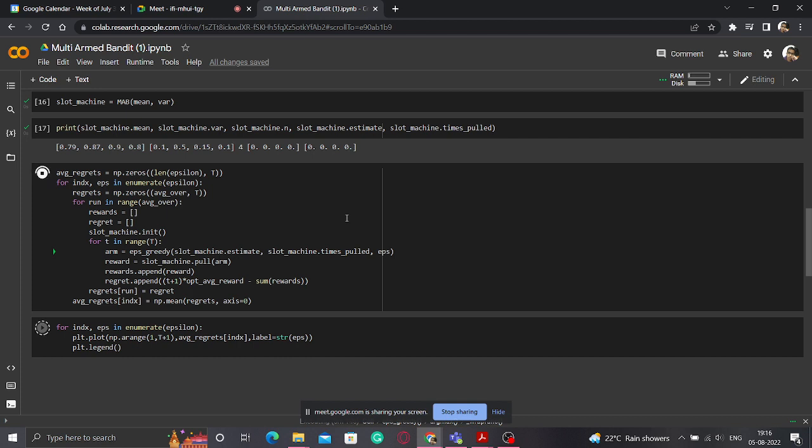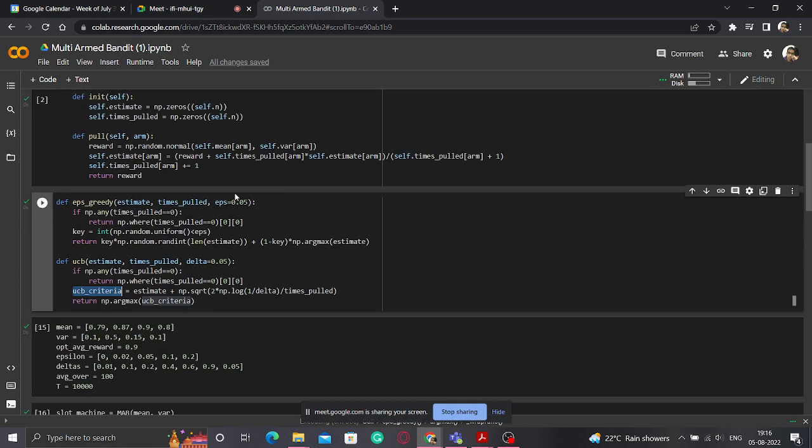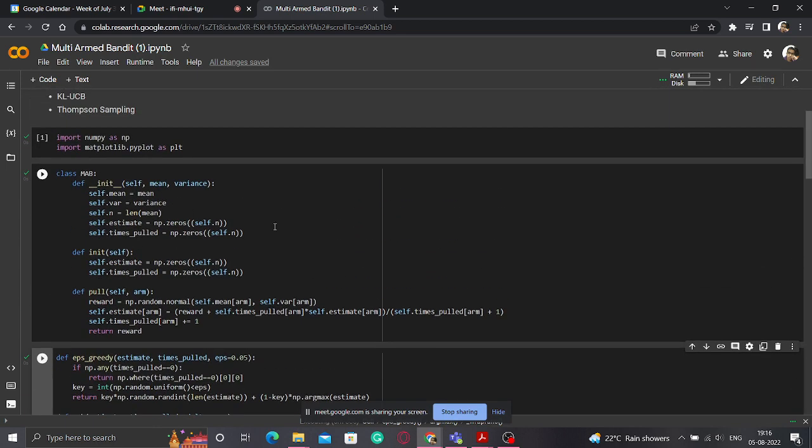Sure. You can try out epsilon greedy with different values of epsilon. The vanilla UCB that Sir has explained, you can try out. You can even try out the median elimination one. But the median elimination one requires some more coding, because every time you need to create a list of arms that can be pulled.